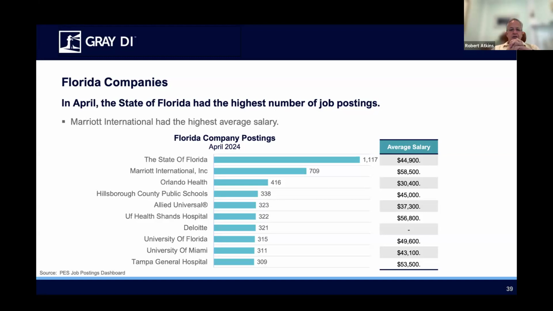Marriott is number 2. And then we see a lot of healthcare on this list, as in most lists: Orlando Health, University of Florida Hospital, and Tampa General Hospital, all with several hundred job postings each. Looks like you don't really want to get sick in Florida. They may be well short of the number of people they need to take care of you. And then we have a sort of random assortment of others, but 2 of the state universities are actually hiring in significant amounts.